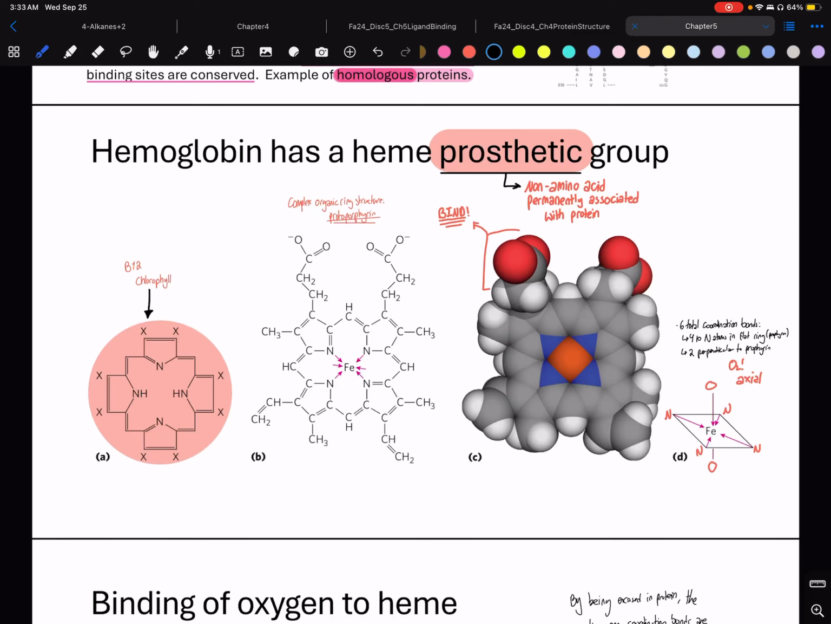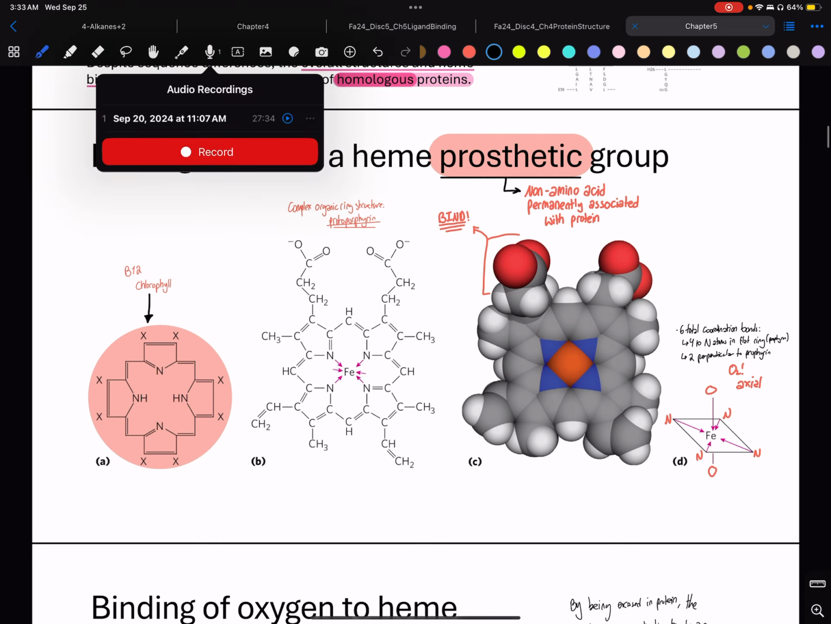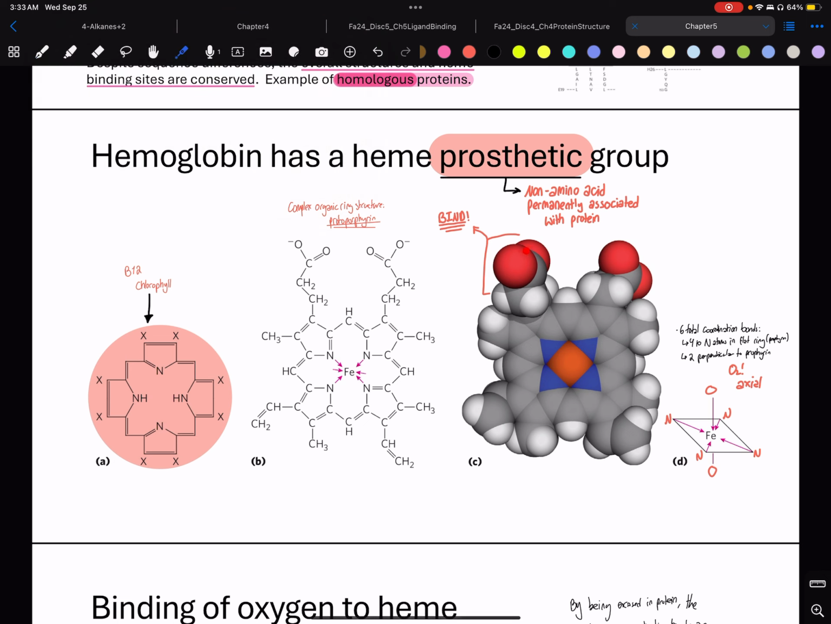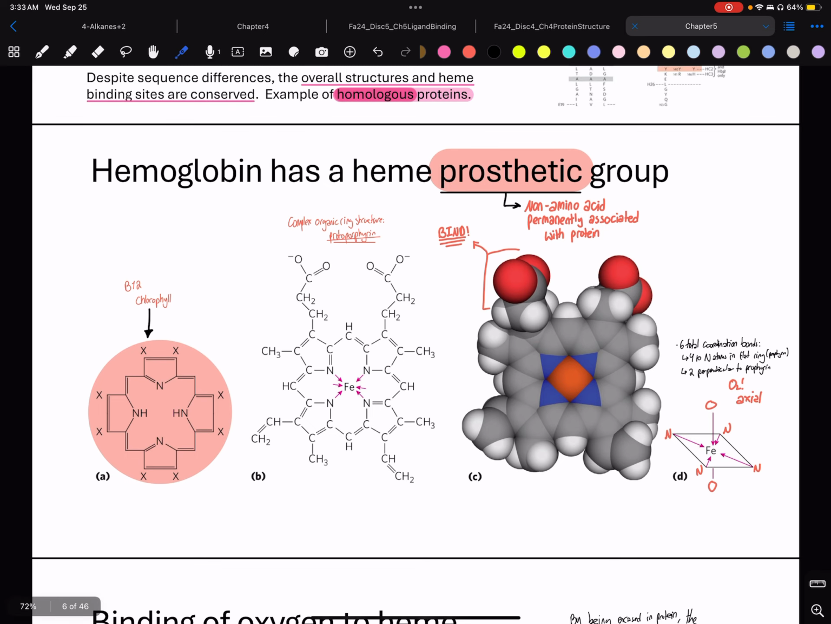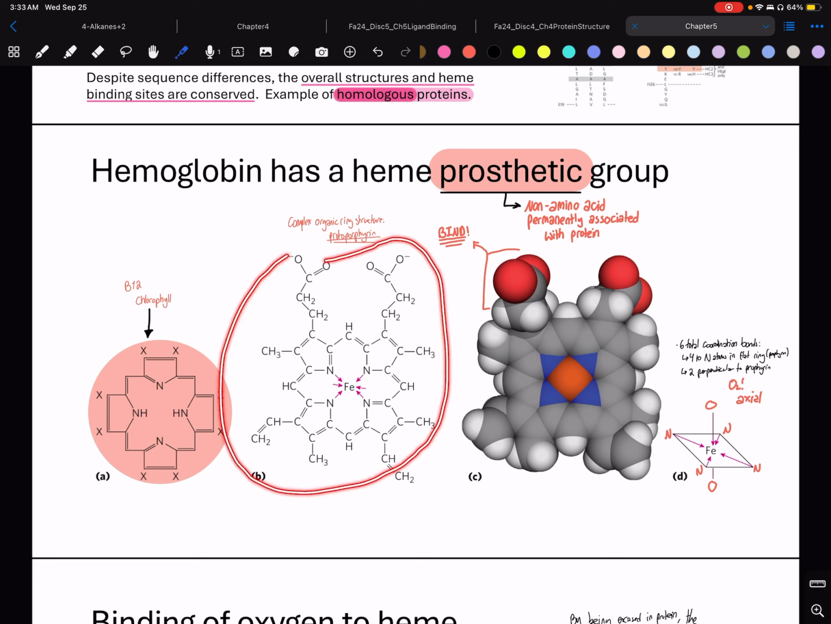So hemoglobin has a heme prosthetic group, but this is a non-amino acid that's permanently associated with the protein. This is our O2 that is bound. And basically heme is constructed of a complex organic ring structure called protoporphyrin. I believe that's how it's spelled. So this is this complex ring structure that is mostly flat with some perpendicular bonds.